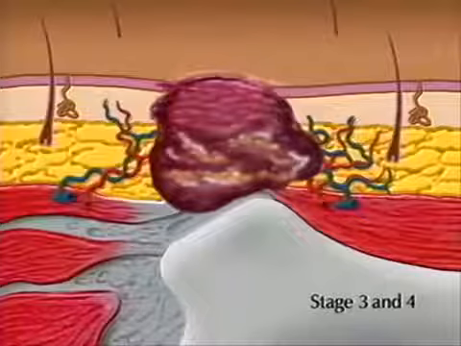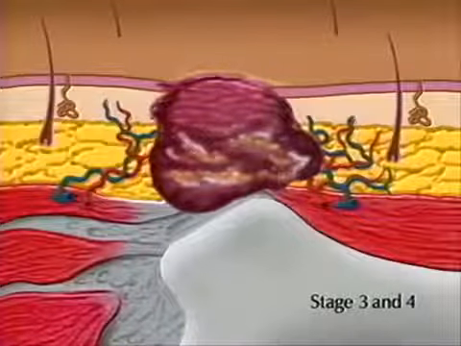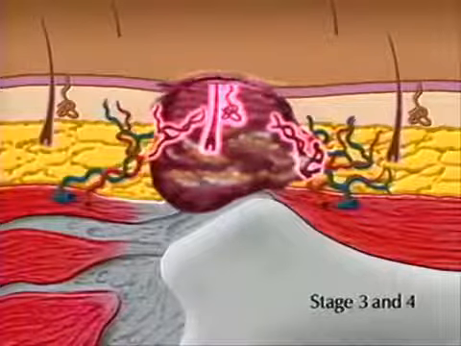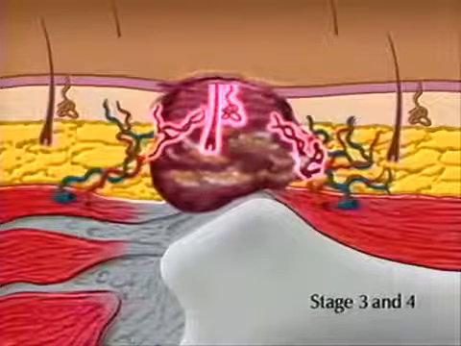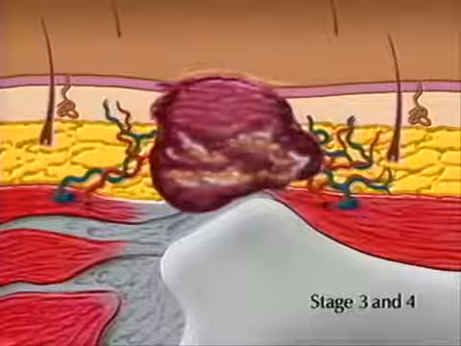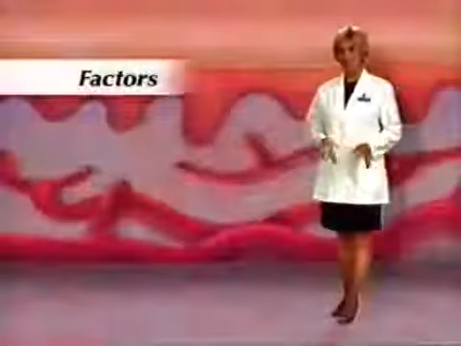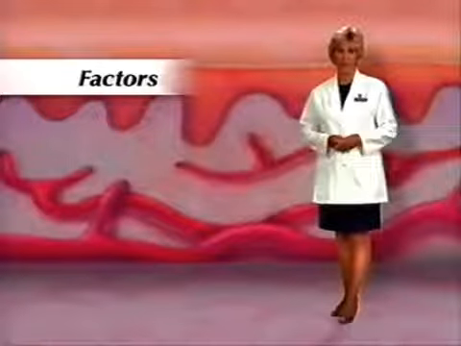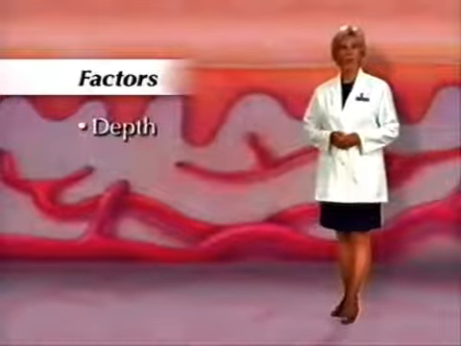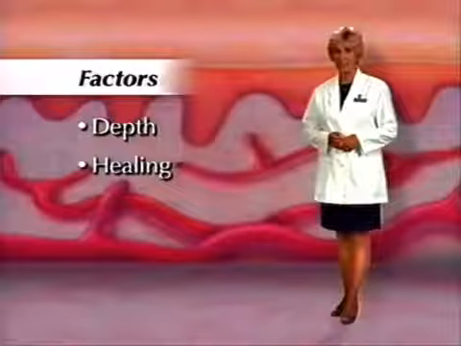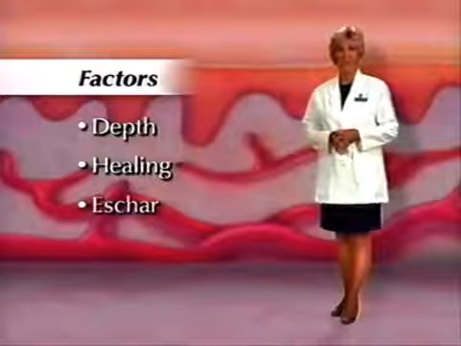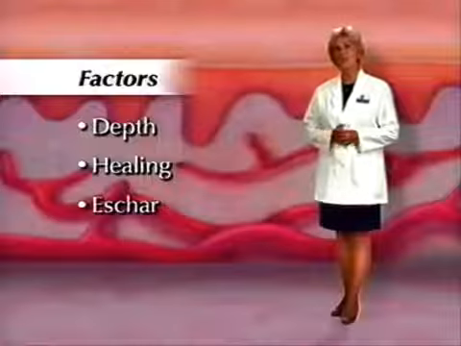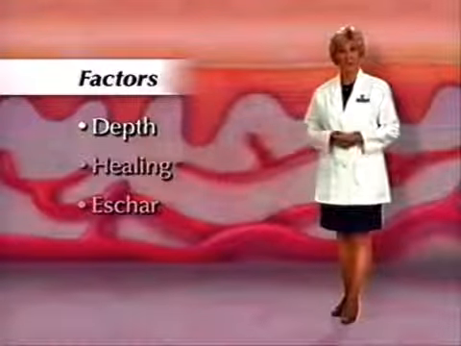Stage 3 and 4 pressure ulcers are full thickness wounds. In them, blood vessels are destroyed along with dermal appendages, such as hair follicles, sebaceous glands, and sweat glands. 3 factors can make pressure ulcer staging confusing or difficult. These factors include wound depth, healing, and eschar formation. To stage ulcers accurately, let's explore each factor separately, beginning with depth.